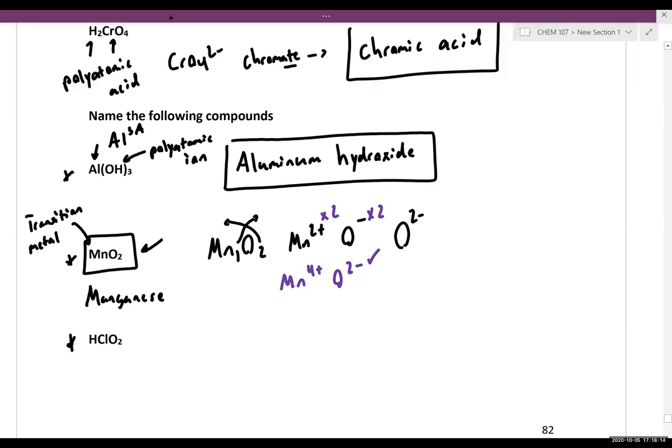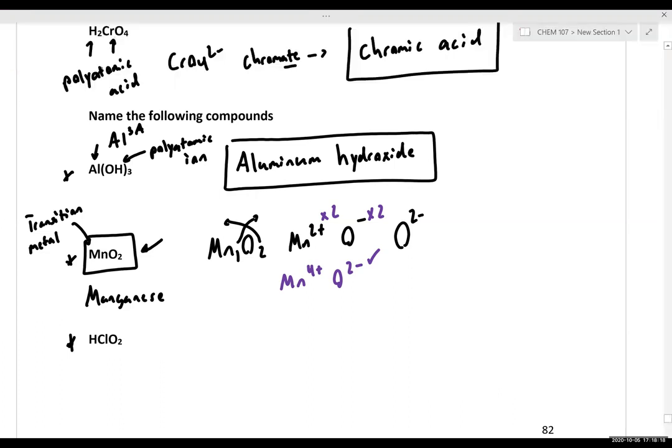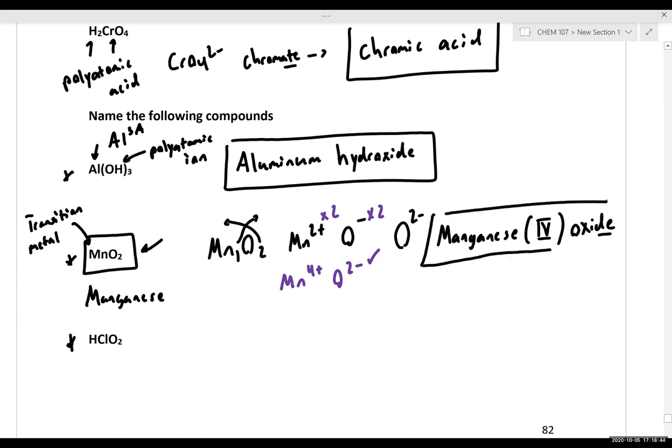Now that we have the charge established, we can name this compound. So we write the name of our metal, which is manganese. We specify the charge in Roman numerals, which would be 4. And then oxygen is named with the IDE ending, as we're dealing with an ionic compound with a non-metal anion. So this would be manganese 4 oxide.